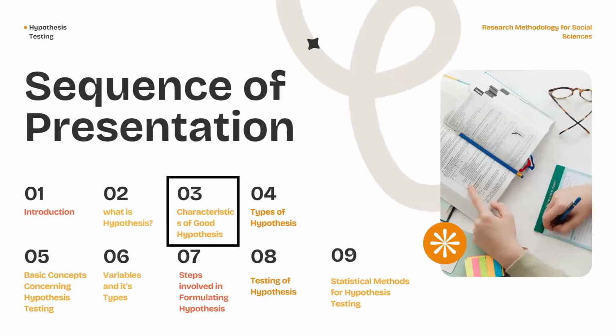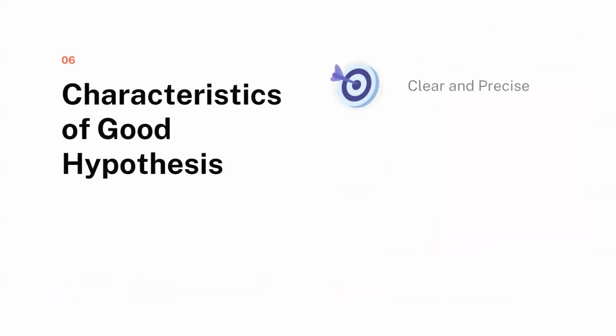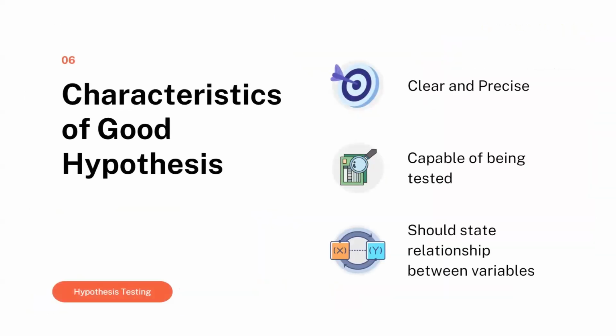Now, let us discuss the characteristics of a good hypothesis. As we have already seen, a good hypothesis isn't just a guess. It needs to meet certain criteria to be used in research. A hypothesis should be easy to understand and clearly written, without any confusion. For example, instead of saying exercise is good, you could say daily exercise reduces blood pressure.